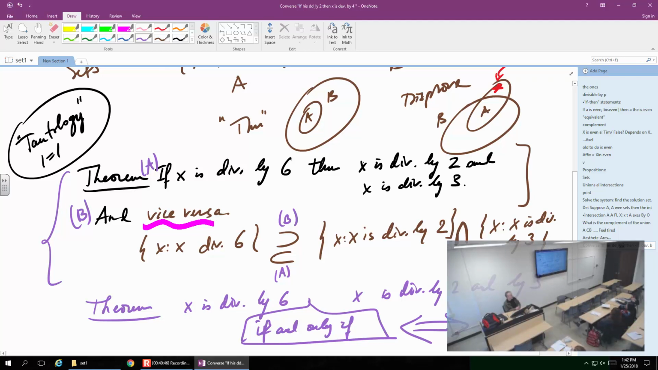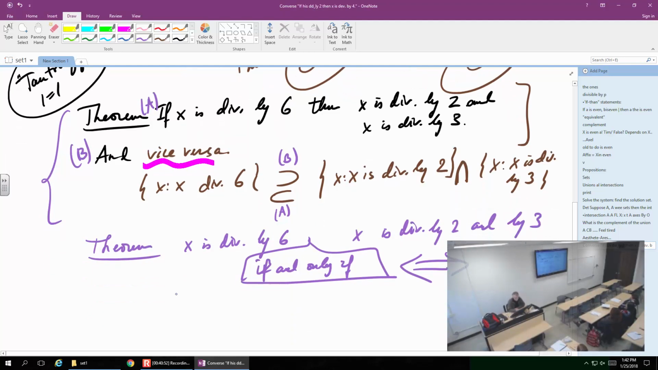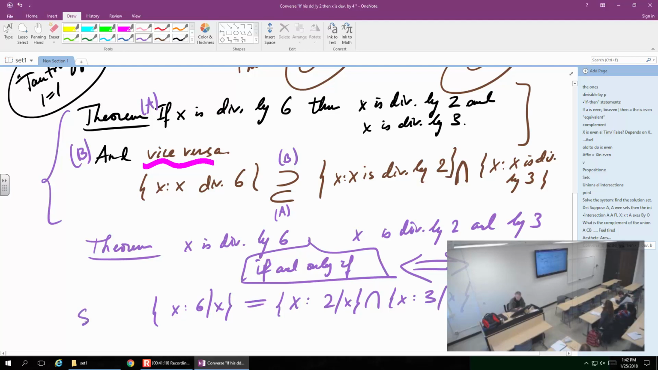And for the second part, would you just put an equal sign for that? I would, yes. So let me do that indeed. Let me just write this shortened version: the set of x where 6 divides x equals the set of x where 2 divides x, intersection the set of x where 3 divides x. Okay, so that's the same.